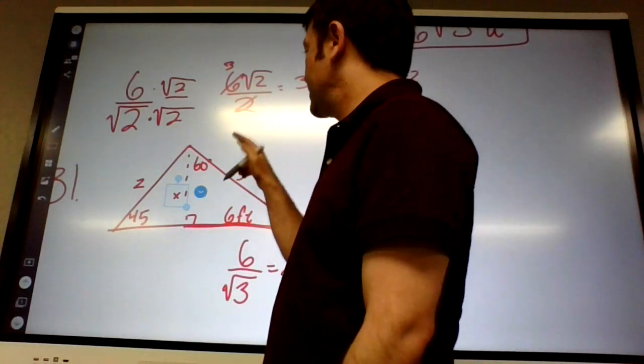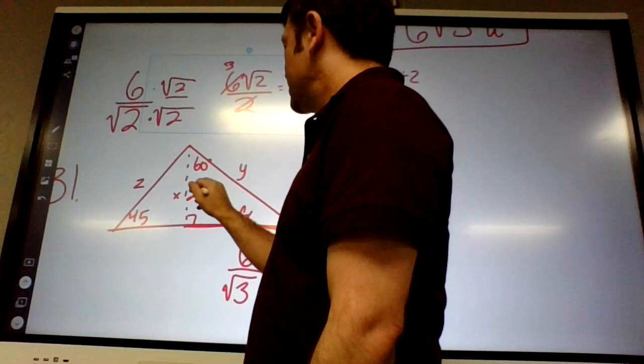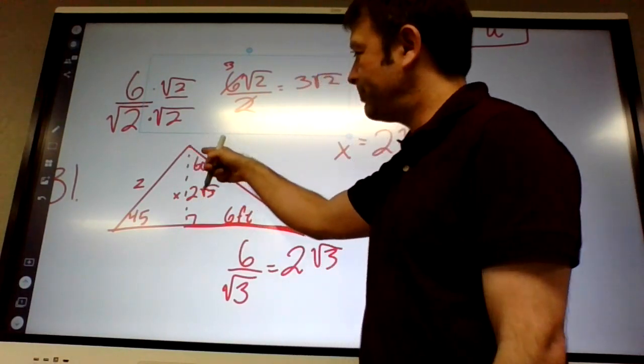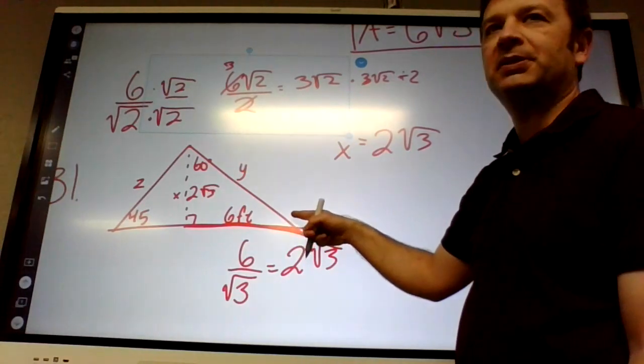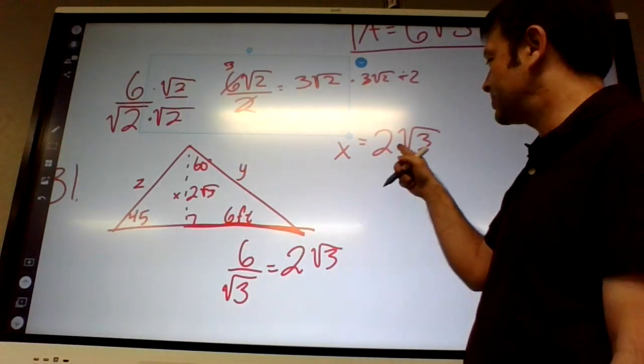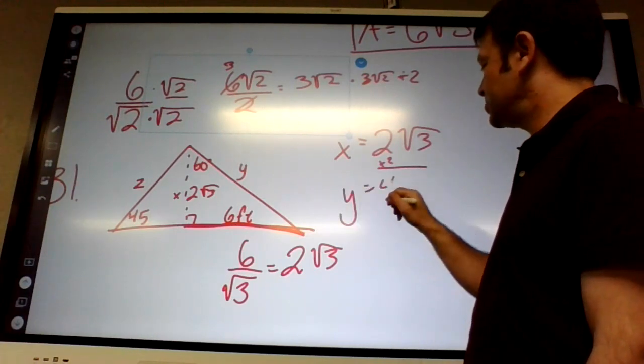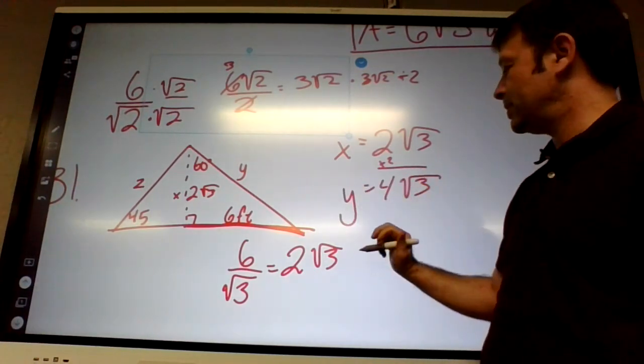Okay, if this is 2 square root of 3, how do you go from the short leg to the hypotenuse on a 30, 60, 90? Times 2. So this times 2 is 4 square root of 3.